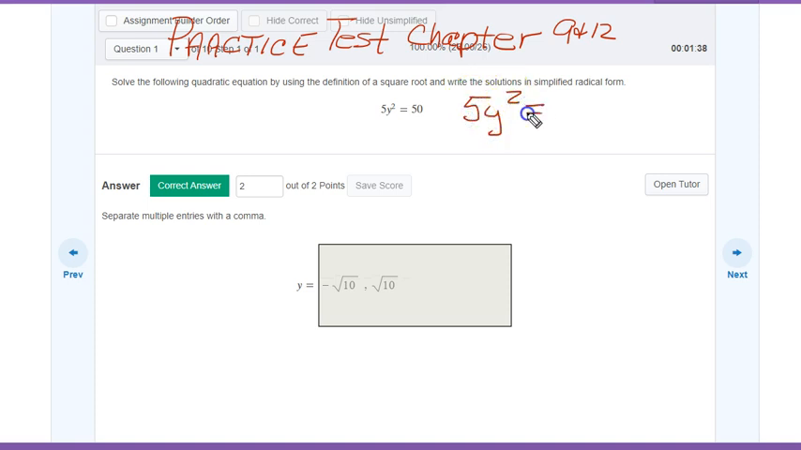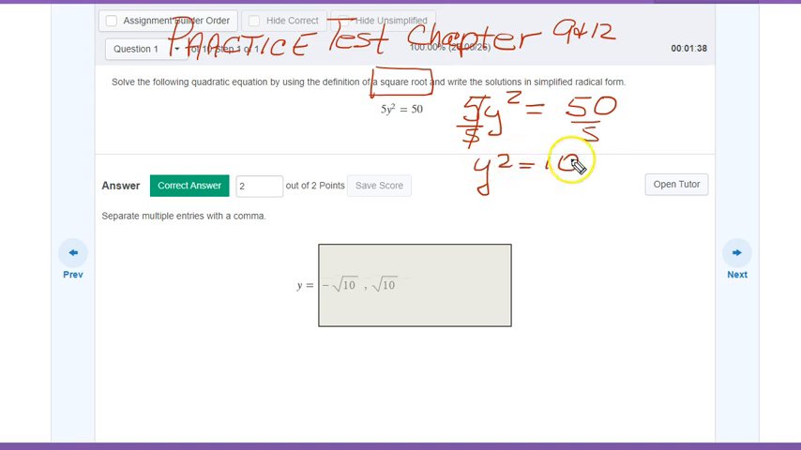5y squared equals 50. Now here they want you to use the square root property. So you want to try to get y squared by itself. So I'm going to divide both sides by 5. And I get then y squared equals 10.